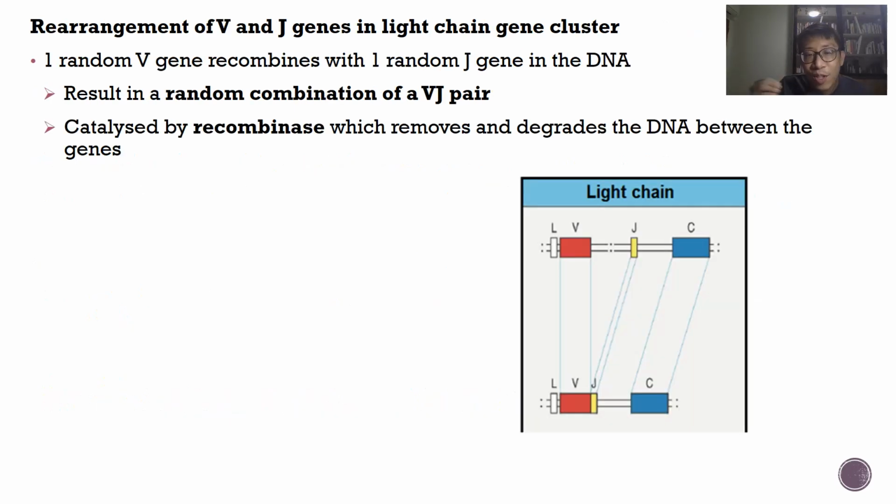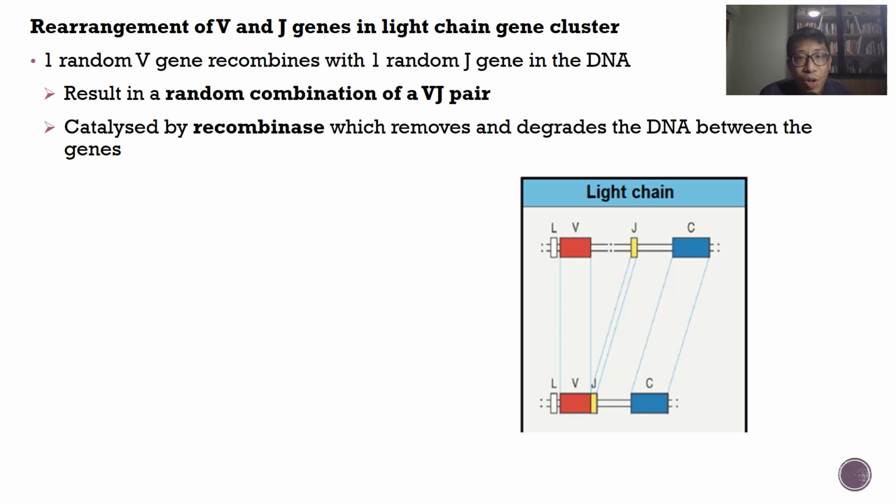Okay, so looking at how the rearrangement, how the different combinations of these genes is achieved, let's focus on the light chain gene cluster first. Remember again, the light chain gene cluster, regardless of whether it's the one on chromosome 2 or chromosome 22, each of them has a series of V genes and a series of J genes.